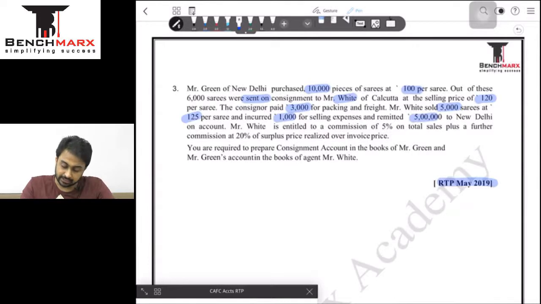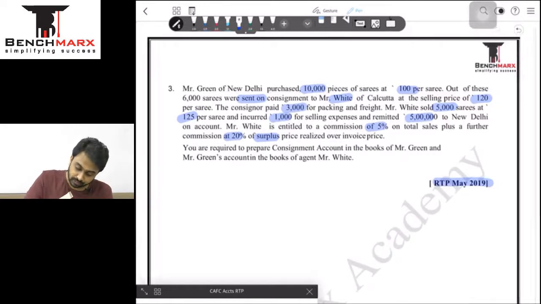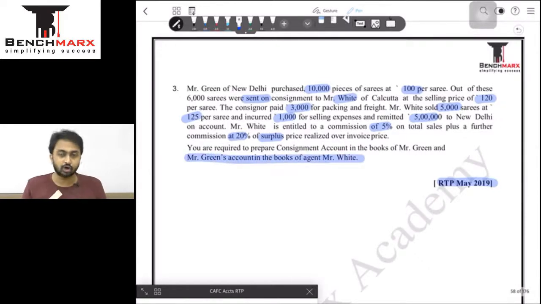ठीक है. White is getting a commission of 5% on total sales plus a further commission of 20% of surplus price realized over the invoice price. जो 5 रुपया surplus है इसके ऊपर he'll get 20% additional commission and basic commission appears to be 5% of sale proceeds. ठीक है. You are required to prepare consignment account books of Green and Mr. Green account in the books of the agent and also Green account. Oh, we have to also prepare this consignor account in the books of the consignee.